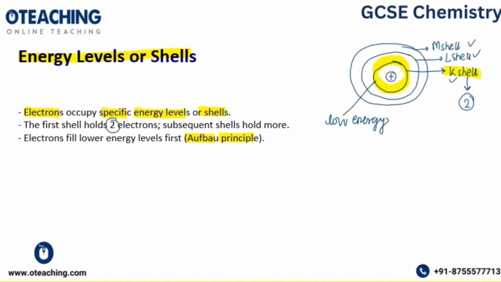So first electrons would be filled in this shell. And how many electrons are filled in this shell? 2 electrons. And then the L shell and then the M shell. So electrons are filled according to energy levels. The one which has lower energy fills first according to Aufbau.